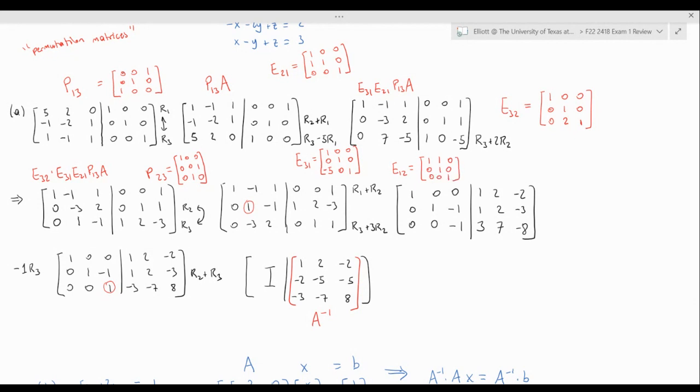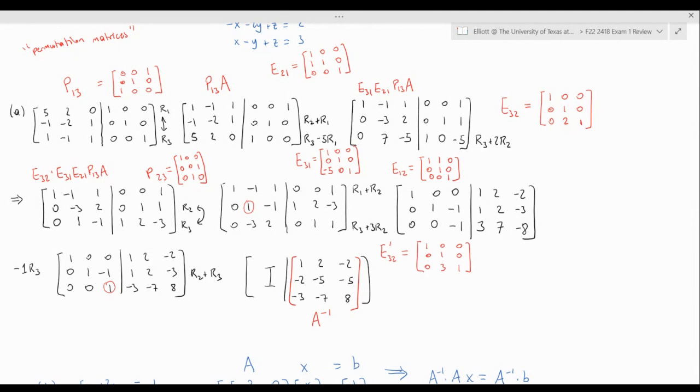This is going to give us another E32. So it's different from this one here, okay? Maybe I'll put a prime on it just to distinguish it from the other E32 that we found previously. For this one, we did row 3 plus 3 row 2. So that's going to be an identity matrix, but with a 3 in the 3-2 position.